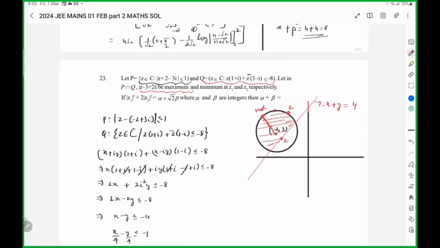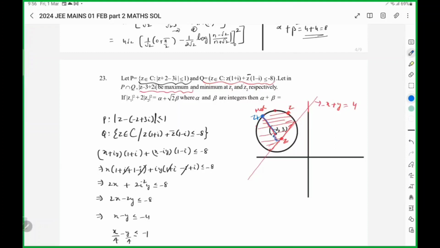The intersection Q. Z can be anywhere in the region, right? Like this. Here it happens, then this will be the minimum distance. So Z here you have a radius, that is maximum. What he is asking, maximum and minimum at Z1 and Z2. So this Z1 we have to find out.